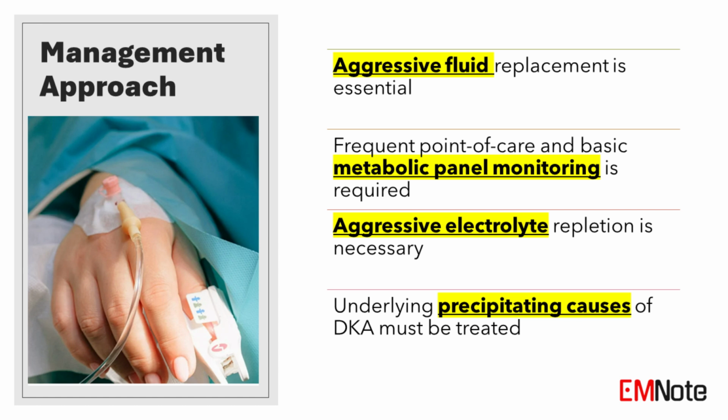3. Electrolyte repletion. Aggressive correction of electrolyte imbalances, particularly potassium, is necessary before initiating insulin therapy to prevent arrhythmias and other complications. 4. Addressing underlying causes. Identification and treatment of the precipitating factors for DKA, such as infection and medication noncompliance, are essential for comprehensive management.